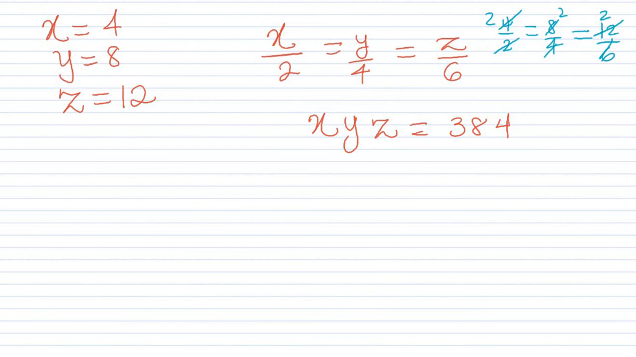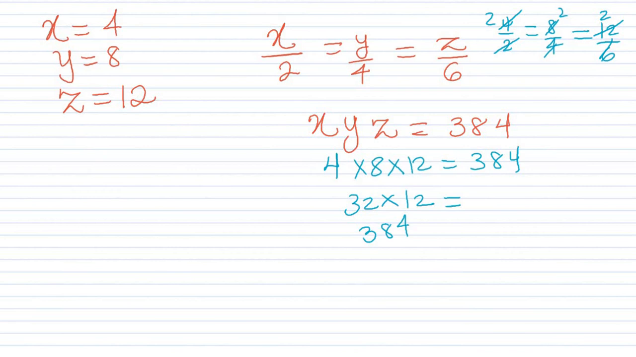Now we're going to go to the more specific equation to see if we actually got the answer correct. So we have xyz is the same thing as 4 times 8 times 12 equals 384. So 4 times 8 is 32, and 32 times 12, when you solve that, you find that to be 384. 384 on the left hand side, 384 on the right hand side. So hence this answer is correct. And yeah, that is it.